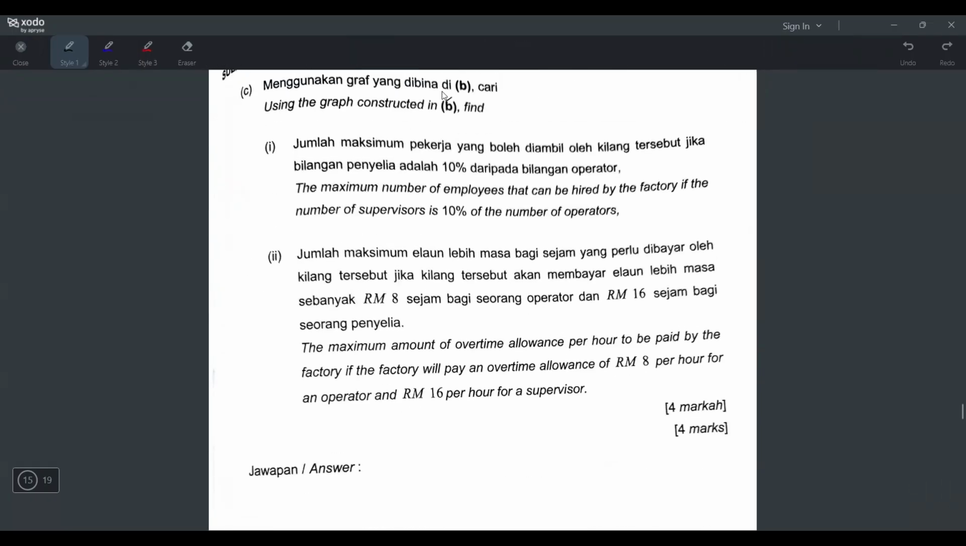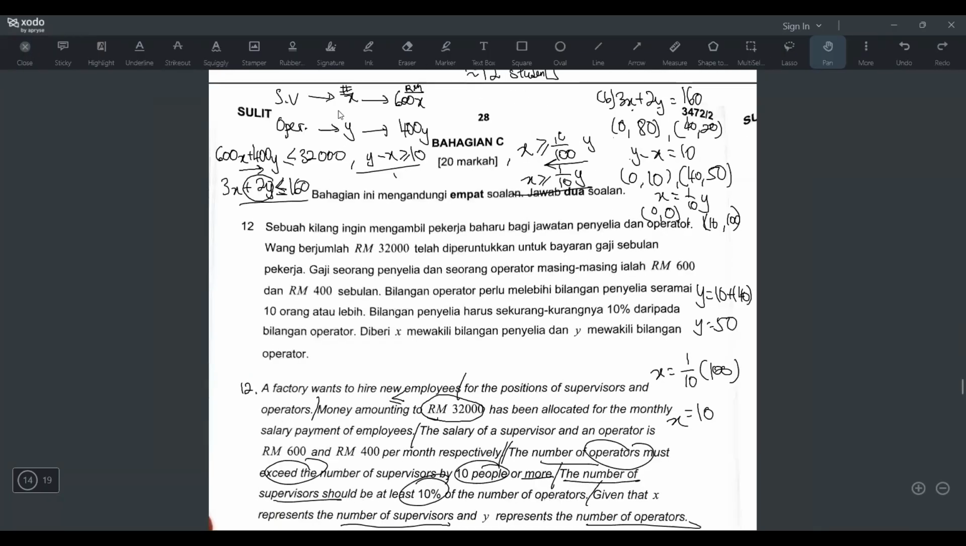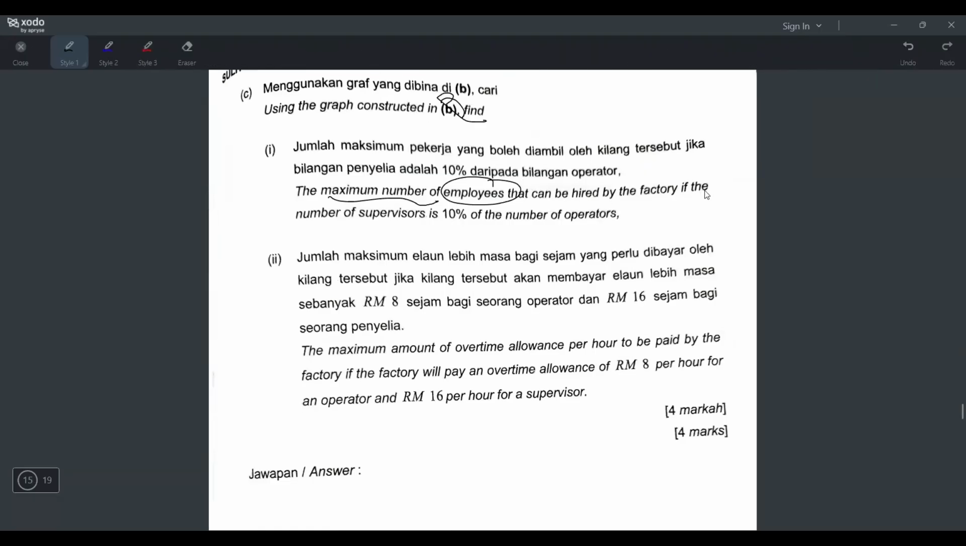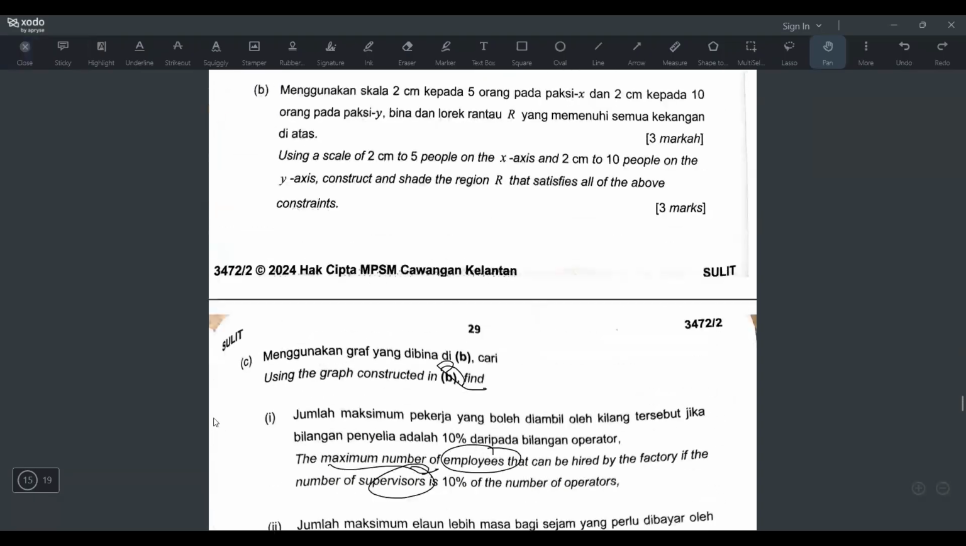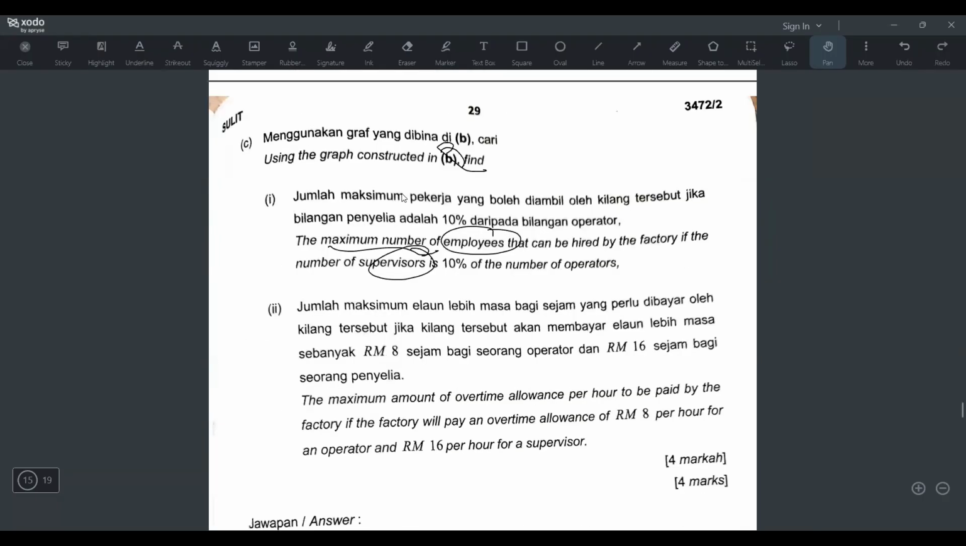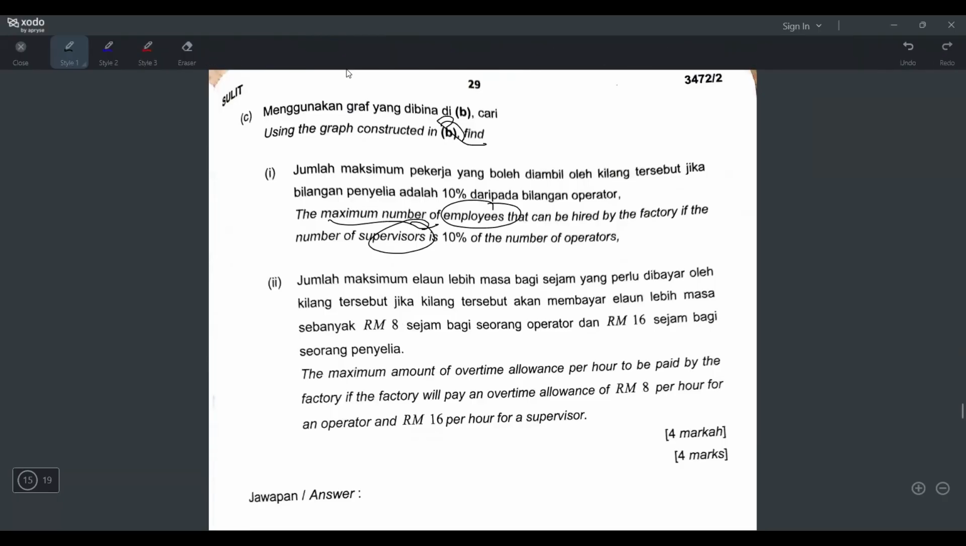Part C: using the graph constructed in B, find the maximum number of employees. Is employees X or Y? Let's read first: maximum number of employees that can be hired by the factory if the number of supervisors is 10% of the number of operators. Supervisor is X. So X is 1/10 of the number of operators Y.